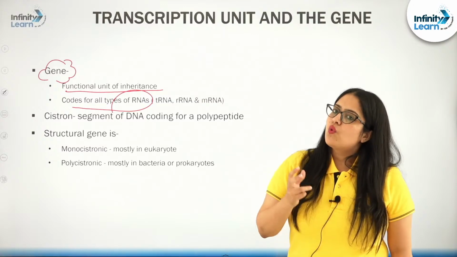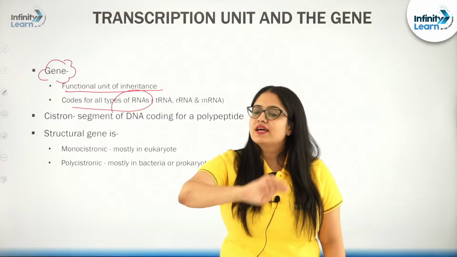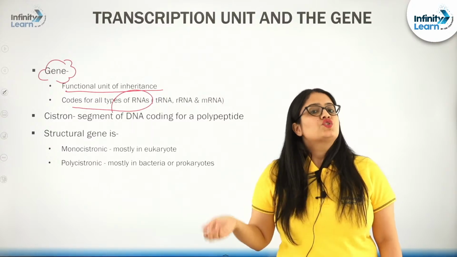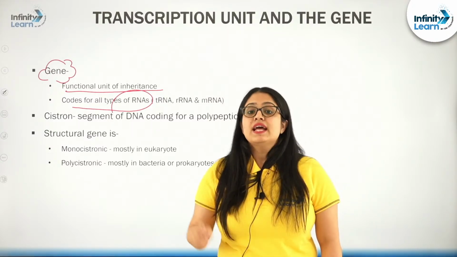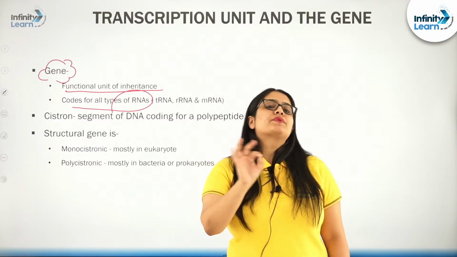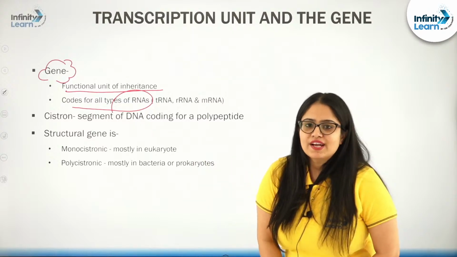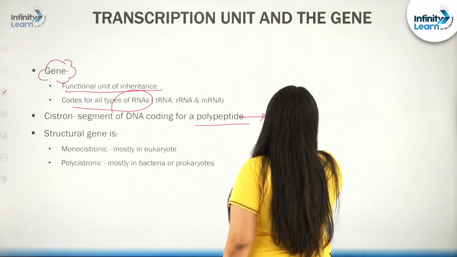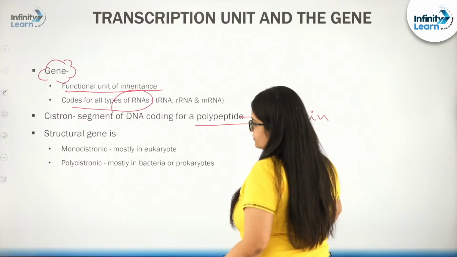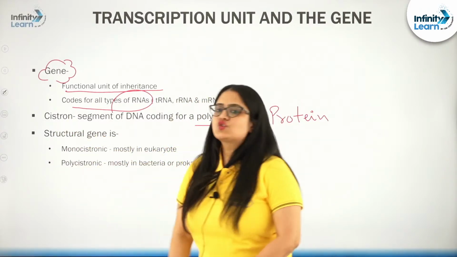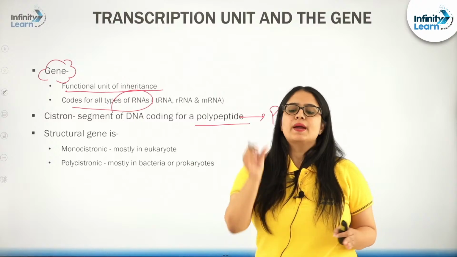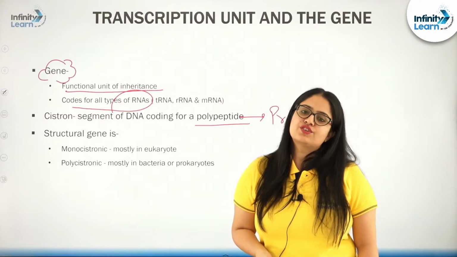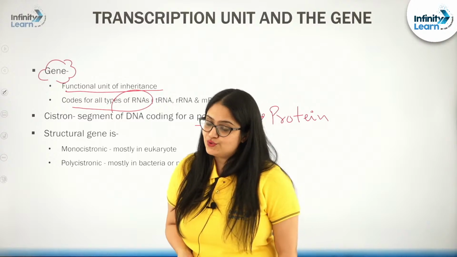Now, let us see what is another term. Another term is, my kids, cistron. What is cistron? Cistron is also a segment of DNA that codes for a polypeptide chain. What is a polypeptide chain? Polypeptide chain means a protein. So, what is a cistron? Simple. Cistron is a segment of DNA, part of DNA from which a protein, a functional protein can be produced or synthesized.